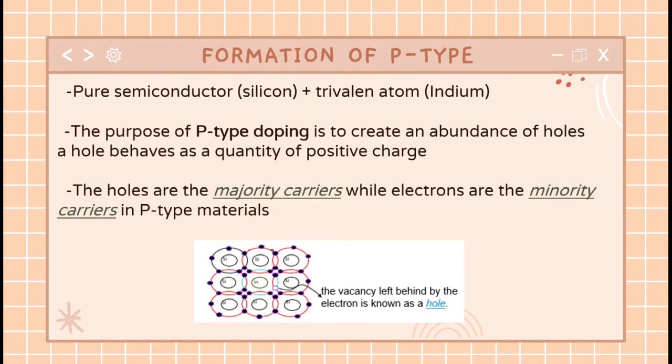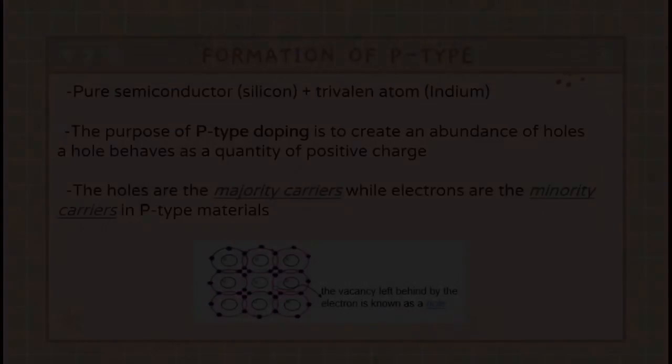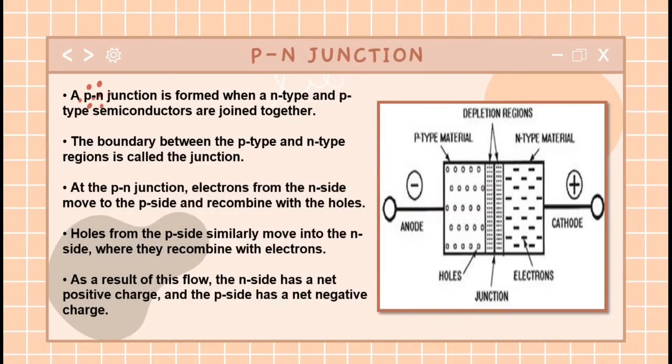P-type is created by adding trivalent atoms such as indium. The purpose of P-type doping is to create an abundance of holes. A hole behaves as a quantity of positive charge. The holes are the majority carriers, while electrons are the minority carriers in P-type materials. The p-n junction is formed when a p-type region is joined with an n-type region. This basic structure forms a semiconductor diode.